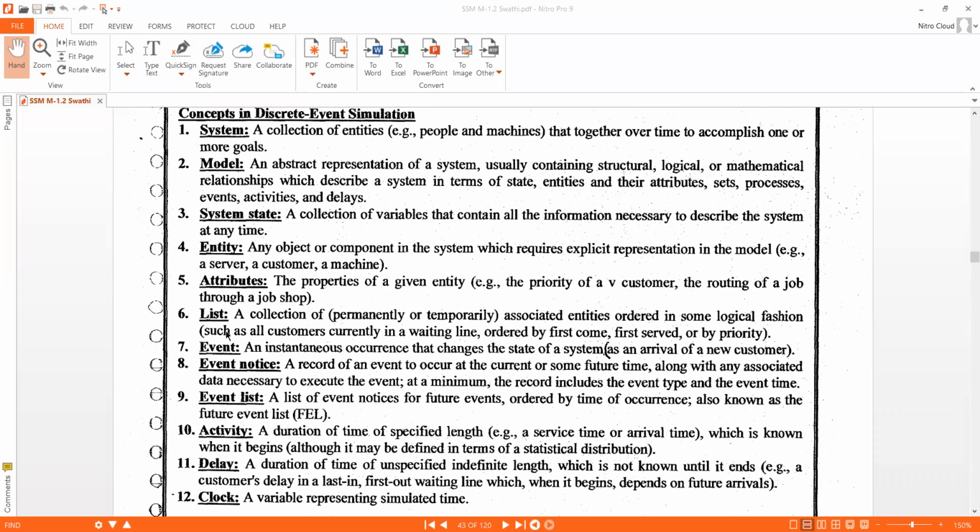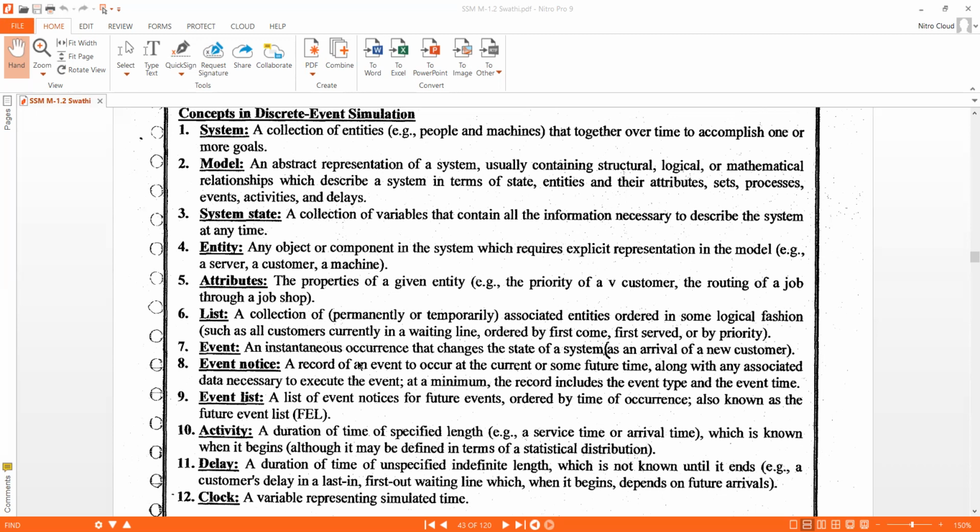Next one is list. A list is a collection of associated entities ordered in some logical fashion. It can be in ascending order or descending order. We call a collection of associated entities represented in ordered form a list. The entities are associated, permanently or temporarily, and represented in a logical fashion.